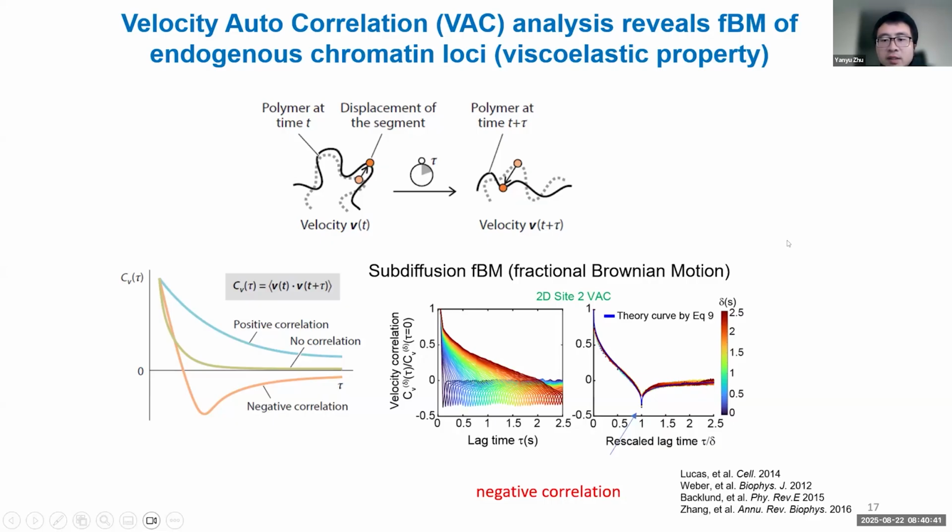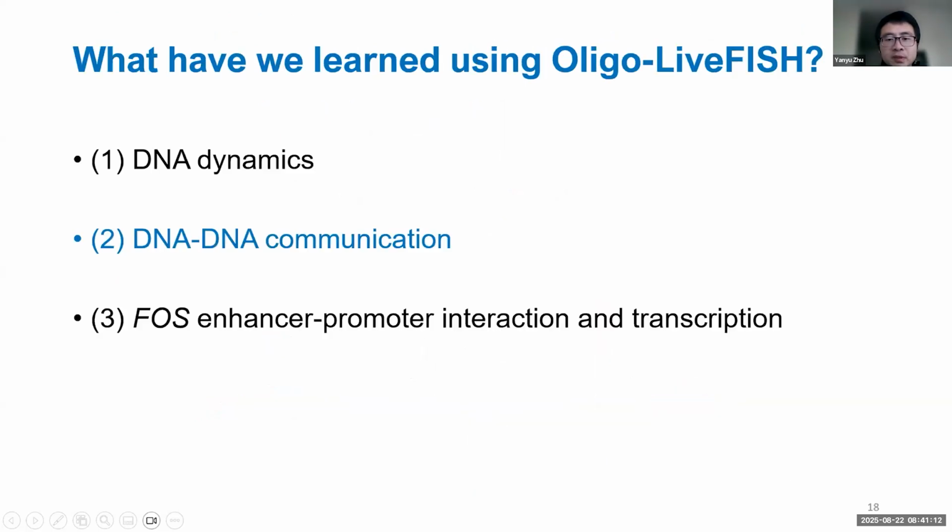So what does this mean? This means that for a chromatin, whenever it moves forward, it will have a tendency to be pushed back in the next time frame. This is due to the elastic property of the chromatin, as well as the viscous property of the nucleus. And our results are very consistent with the fractional Brownian motion model reviewed previously.